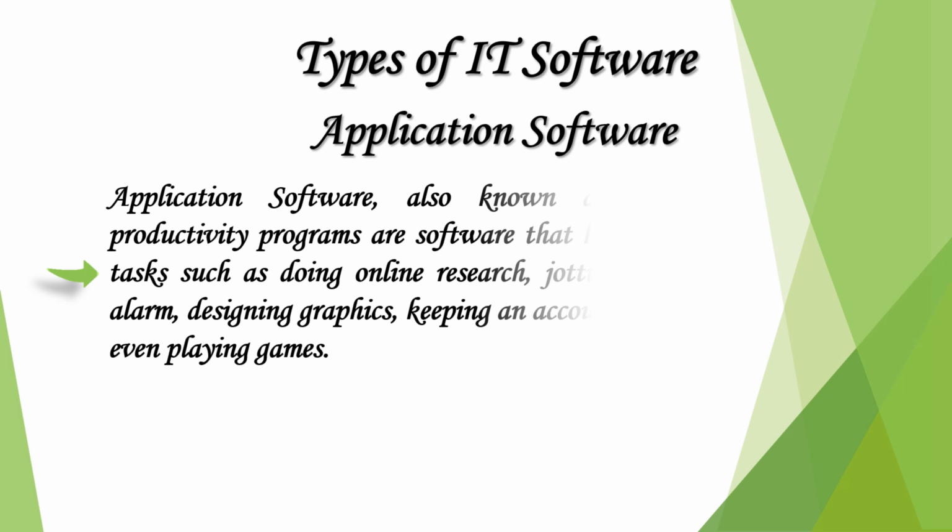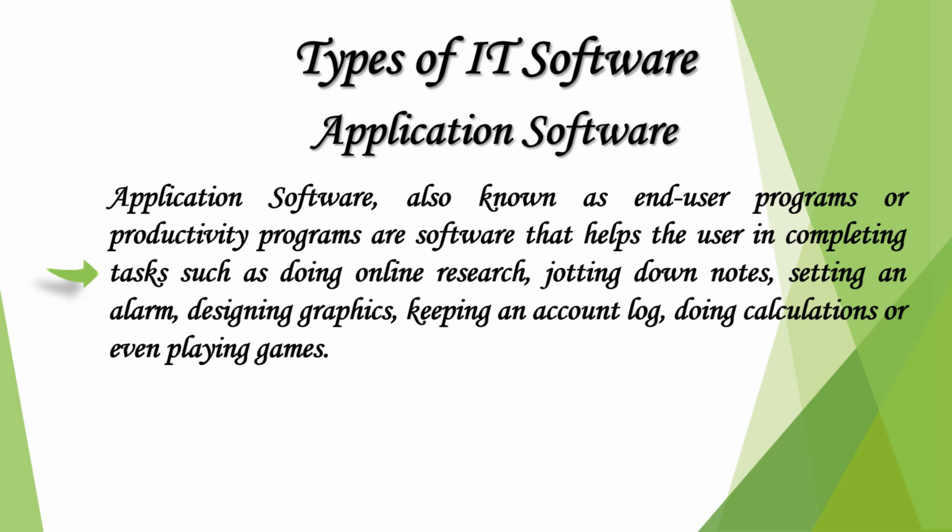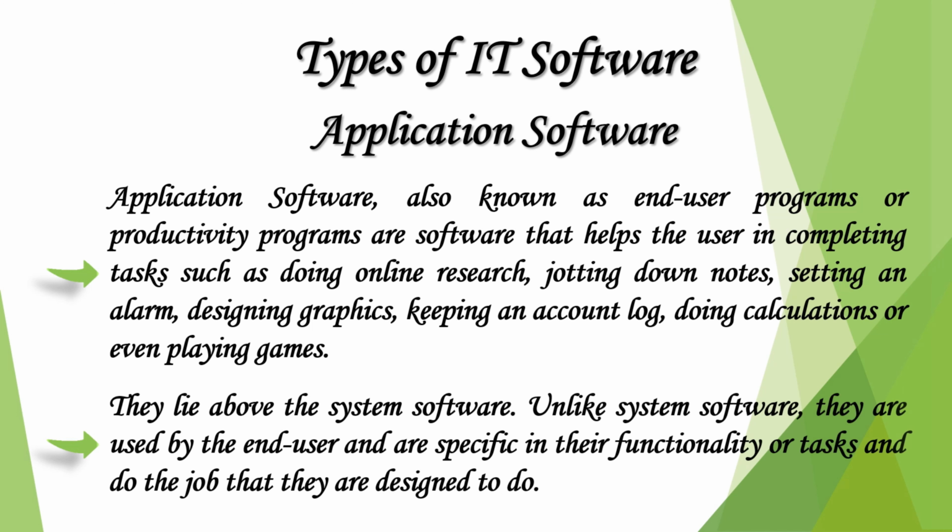Application software. Application software, also known as end-user programs or productivity programs, is software that helps the user in completing tasks such as doing online research, jotting down notes, setting an alarm, designing graphics, keeping an account log, doing calculations or even playing games. They lie above the system software. Unlike system software, they are used by the end user and are specific in their functionality or tasks and do the job that they are designed to do.